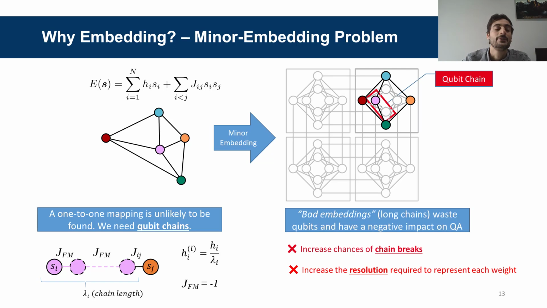This is because first it creates the problem of having broken chains, so qubits assigned to the same problem node, when you sample them, they don't match. You have to resolve this somehow. But also because it increases the resolution necessary to represent each weight. And this is harder to tackle from an algorithm perspective, but it's good to have in mind.